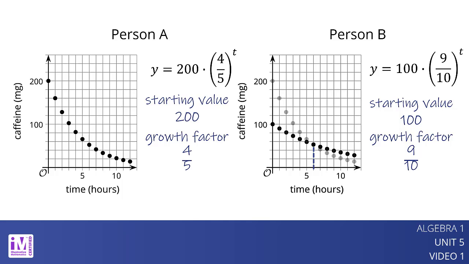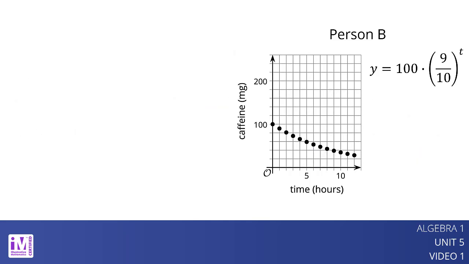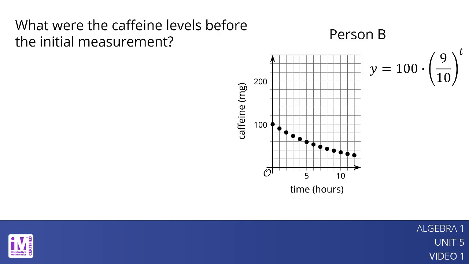Let's look more closely at person B. We can use the equation to answer questions like this one. What were the caffeine levels before the initial measurement? We could go backwards and calculate the caffeine levels 1 hour ago, 2 hours ago, and so on, or we could use the equation. The caffeine levels are 100 when t equals 0.